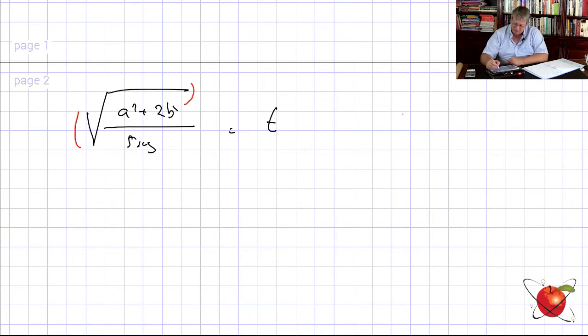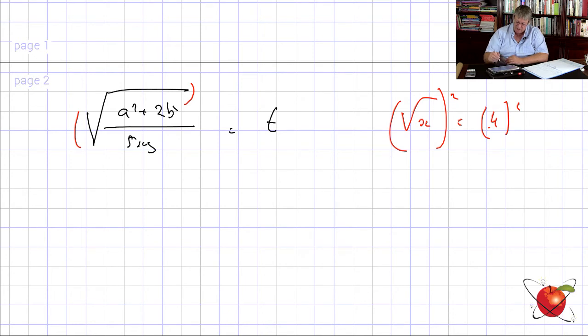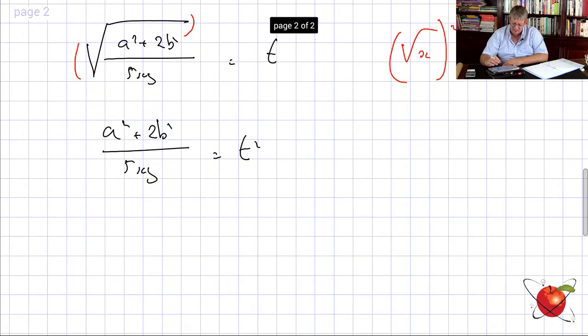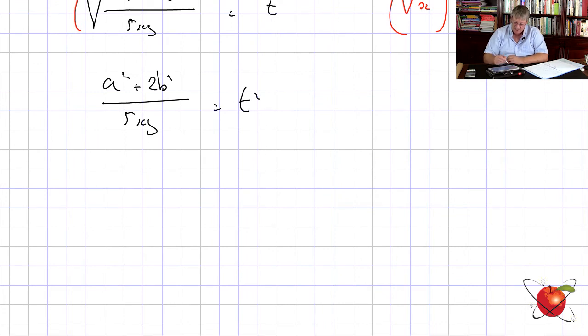How do we get rid of a square root? If I tell you the square root of x is equal to 4, to get rid of that, I square both sides, correct? You do the opposite. If it's a cube root, I cube both sides. So what do I say? Therefore, a squared plus 2b squared over 5xy is equal to t squared. Straightforward.